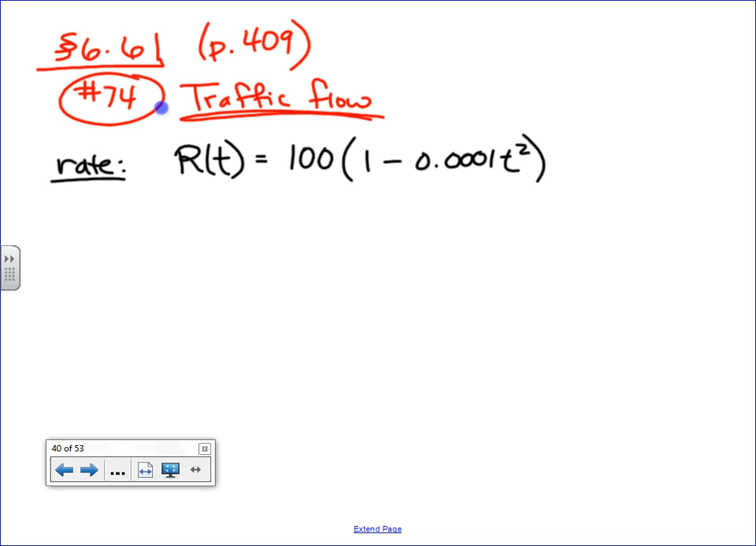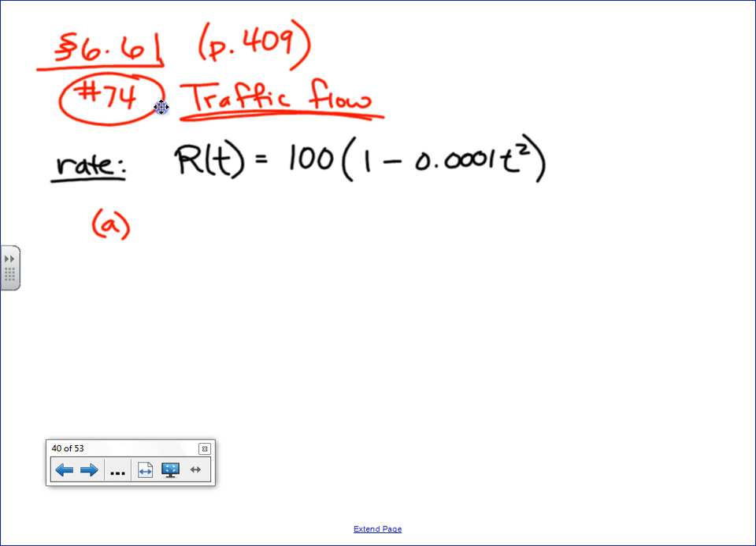In part A, long story short, there's cars and it's traffic, right? It's rush hour-ish, between 4:30 and 5:30. I know, rough, right? Applies to real life. Cars per minute since 4:30, so t equals 0 at 4:30. And if we're going to 5:30, and it's measured in minutes, t equals 60, so between 0 and 60.